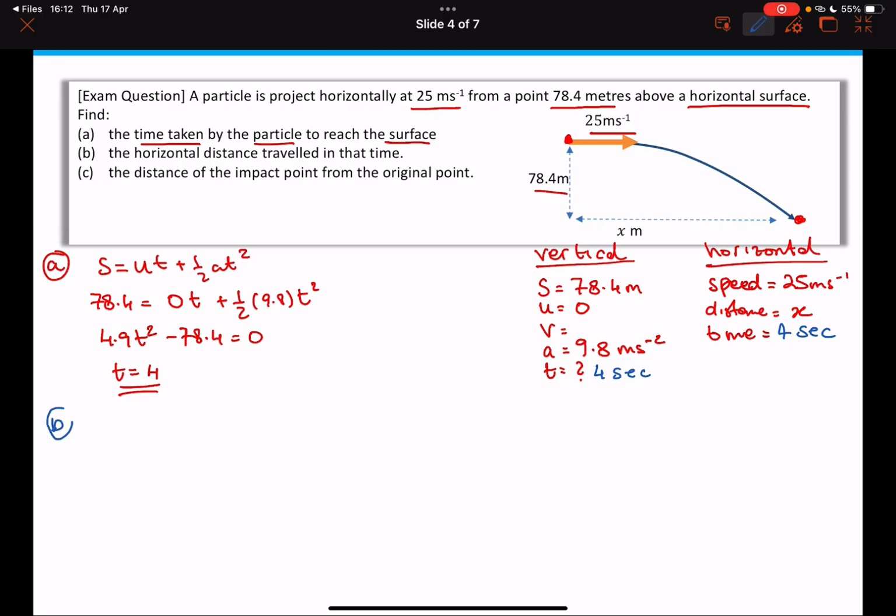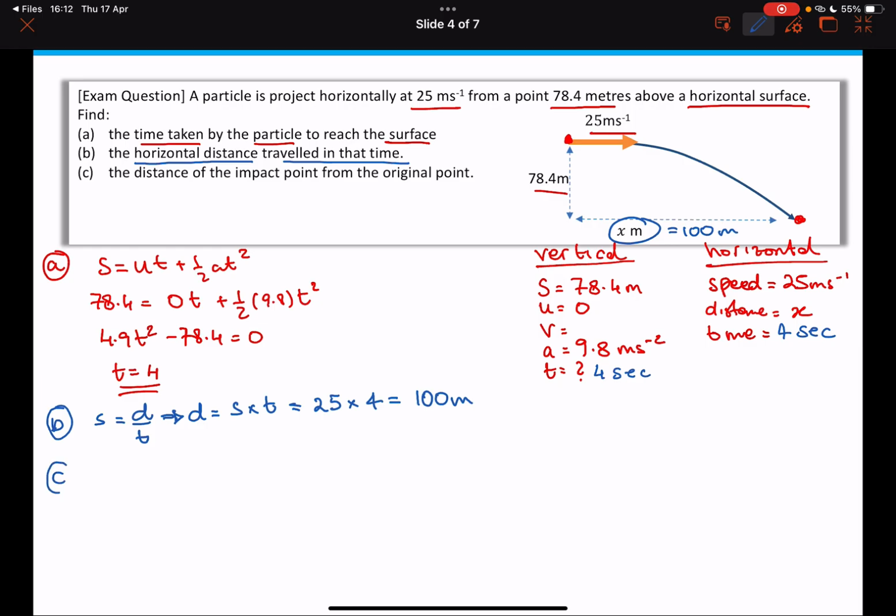So now part B is telling me to work out the horizontal distance traveled in that time. So the horizontal distance is finding the value of x. Now if I look at it horizontally, I know my speed, I know my time, and therefore I can find my unknown, which is the distance. So I know speed is equal to distance over time. If you rearrange this equation to make distance the subject, the opposite of dividing by t is multiplying by t. So distance becomes equal to speed times time. That will be 25 times 4, which gives us an answer of 100 meters. So we know that the horizontal distance traveled will be 100 meters.